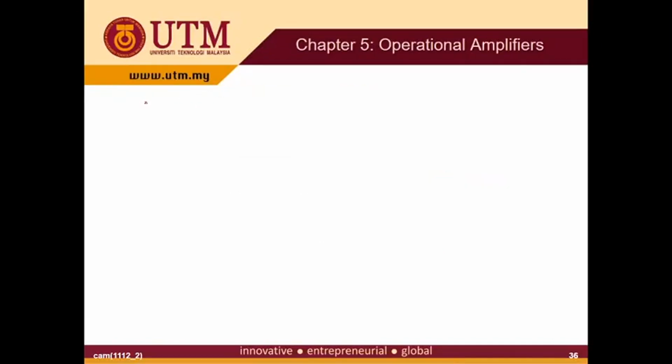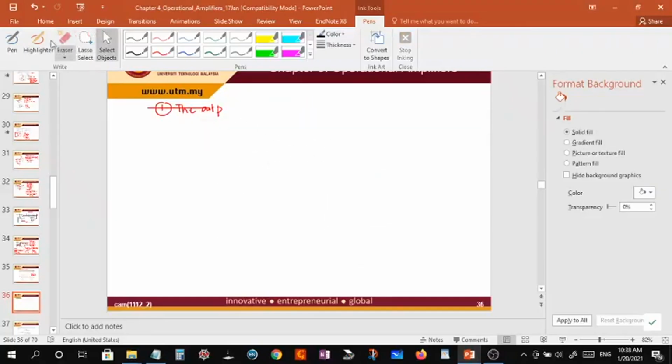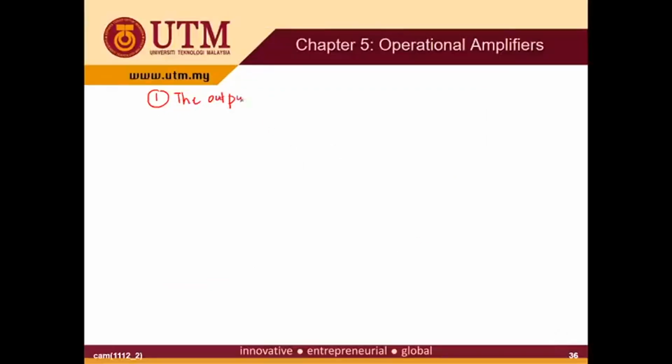The reason why we have this output waveform is, first, the output signal exceeds the maximum and minimum voltage, which is plus minus VCC.